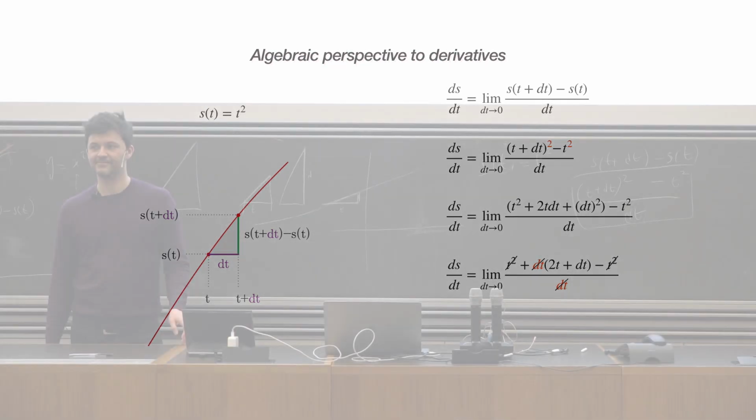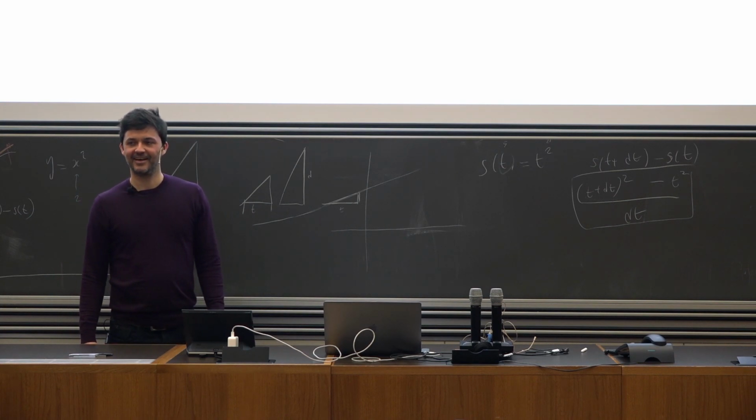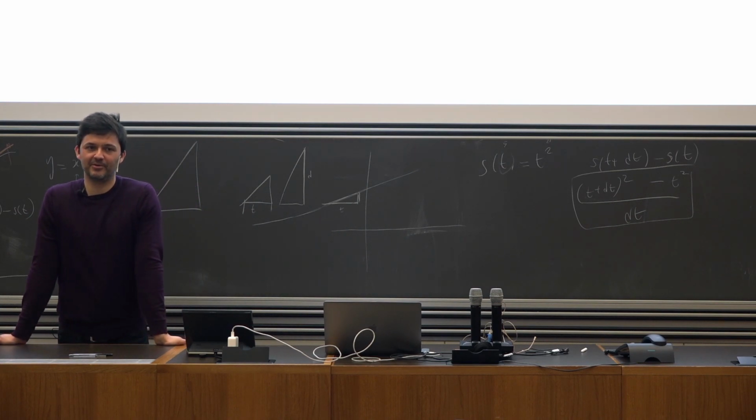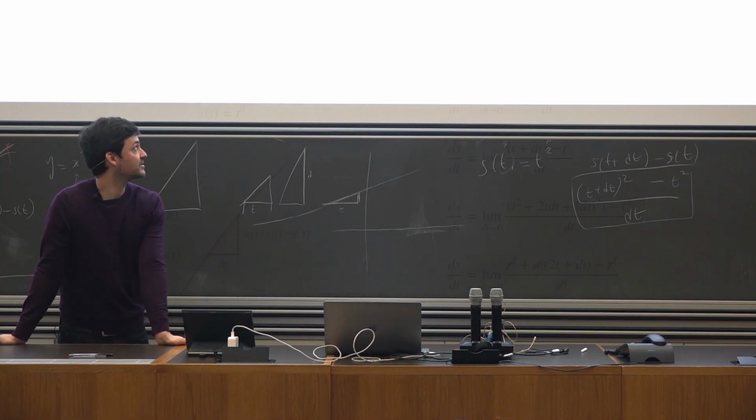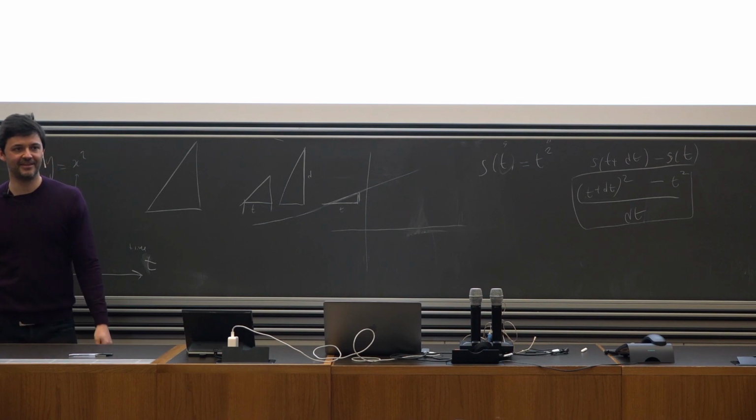Huh? You would cancel them. If it was 0, would you be able to cancel it? If dt was equal to 0, would you be able to cancel it? 0 over 0 doesn't exist. Exactly. So 0 is undefined.